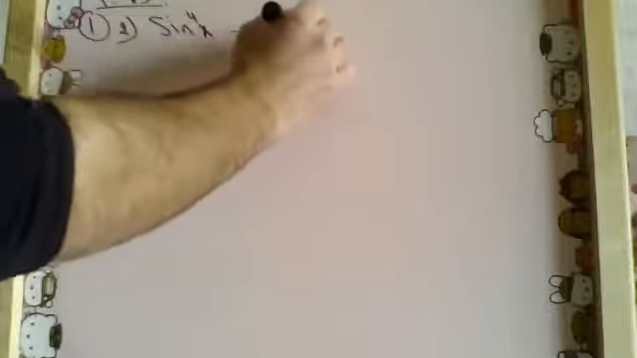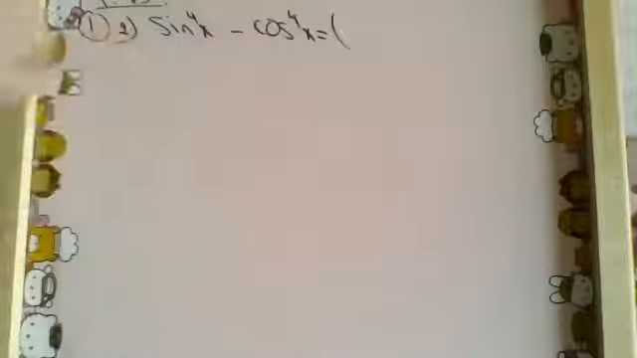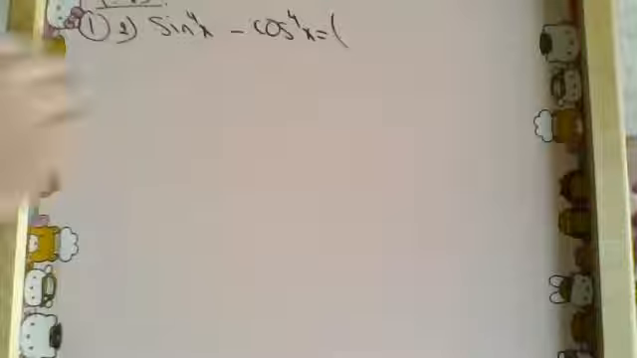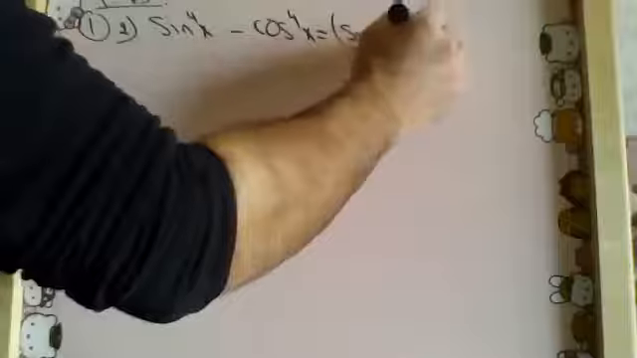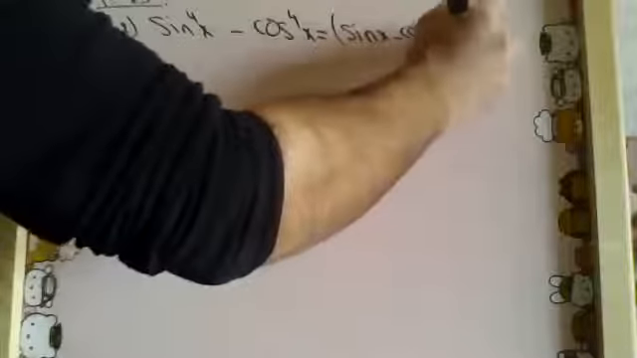Sine power 4 x minus cosine power 4 x. You have to prove it is equal to sine x minus cosine x into sine x plus cosine x.